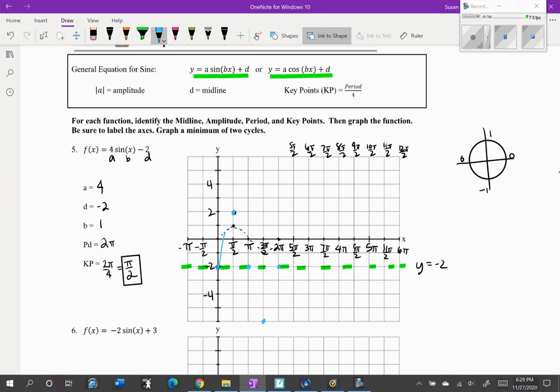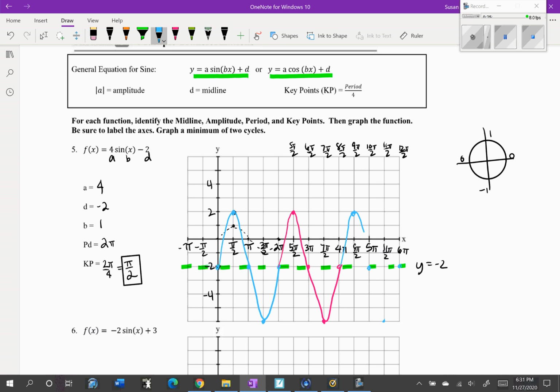So now I can graph my first cycle. And the question asks us to graph 2 cycles, so we're going to go ahead and graph another one. So it says a minimum of 2, so we can graph more than that. So I know my next key point would be here at 2, then back to -2, then at 7 pi over 2 I'm at -6, and then back here. So that would be a second wave. And of course, again, I could keep on going for a third wave to get another one.